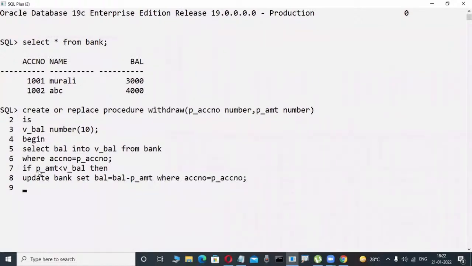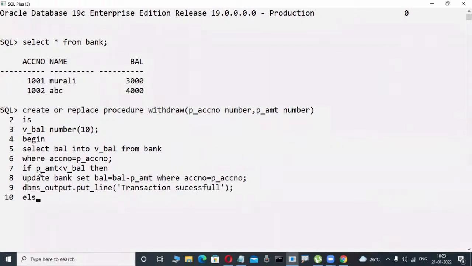Now check it out. Here I am writing some message, same like in Java. Some messages I try to display: your transaction is successful. Transaction successful. Don't worry about this one, just observe it here.